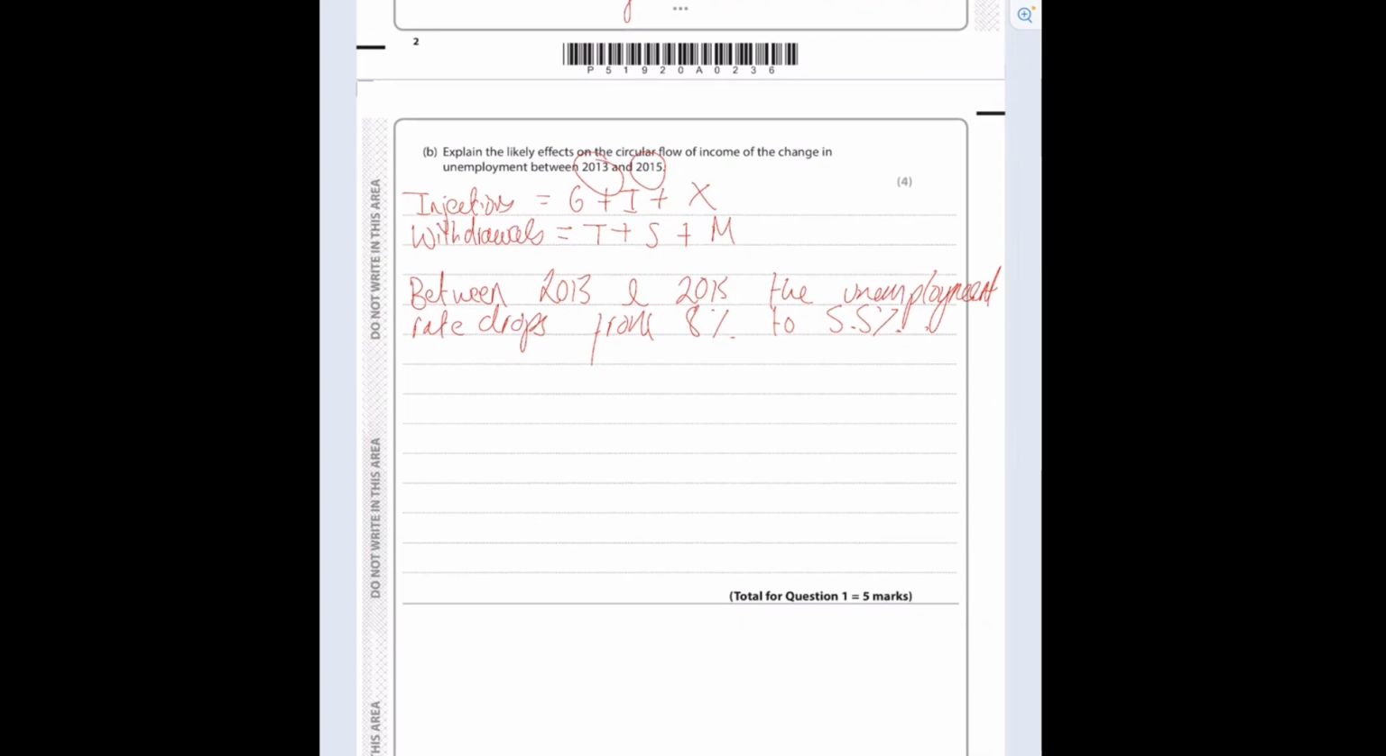Okay, so as a result, household confidence will increase. Therefore, the level of savings will decrease.